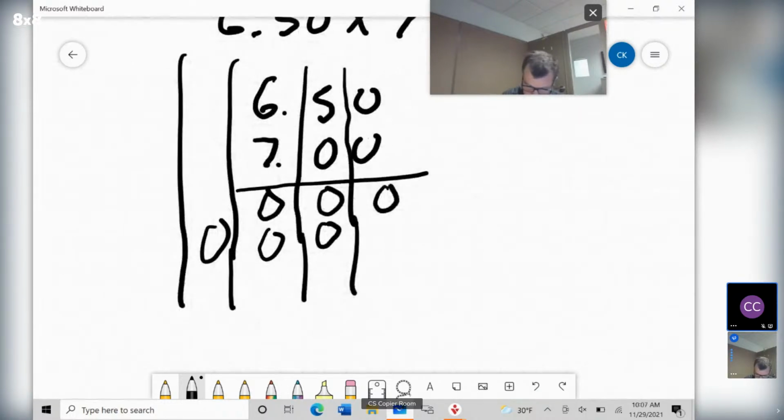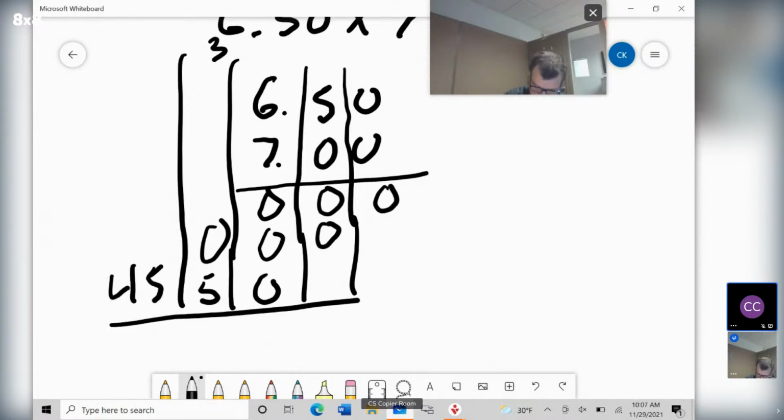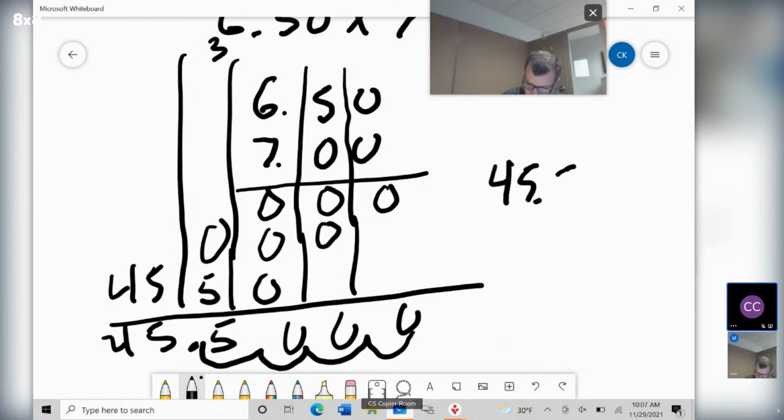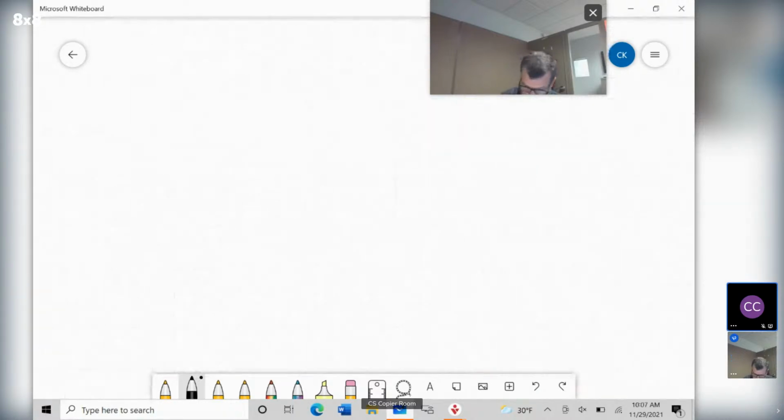And then what we're going to have is 7 times 0. 7 times 5 is 35. You want to carry the 3. And 7 times 6 is 42, plus the 3 is 45. So 0, 0, 0, 5, 45. And remember, we want to move it 4 decimal places over. So 1, 2, 3, 4. So what she earned was 45.5, which is $45.50.